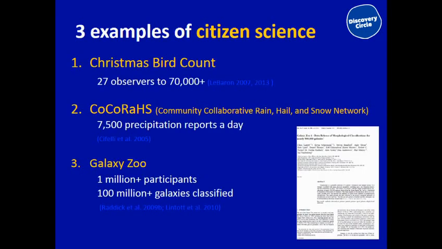And 3 great examples of citizen science projects are the Christmas bird count in the US that started in 1900 with 27 people looking at migratory birds, and last year, in the 115th year, had over 70,000 people involved in the project across North America. Horace is a project that looks at precipitation across North America and gets 7,500 precipitation reports sent in each day. And Galaxy Zoo is completely different.